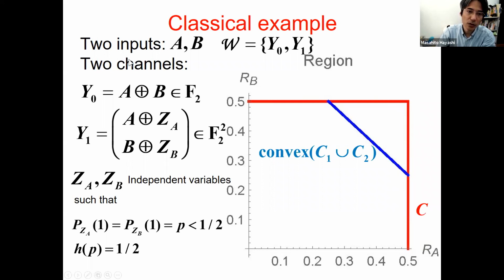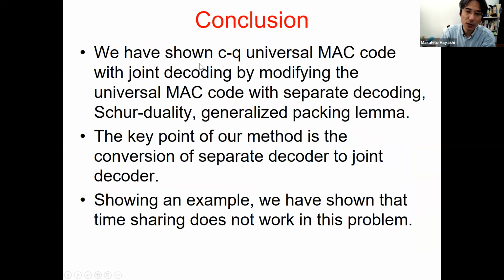So this is the conclusion. We have shown a CQ universal MAC code with joint decoding by modifying the universal MAC code with separate decoding, Schur duality, and the generalized packing lemma. The key point of our method is the conversion from separate decoder to joint decoder. This is the key point. And by showing an example, we have shown that time sharing does not work in this problem. In this problem means the universal code.